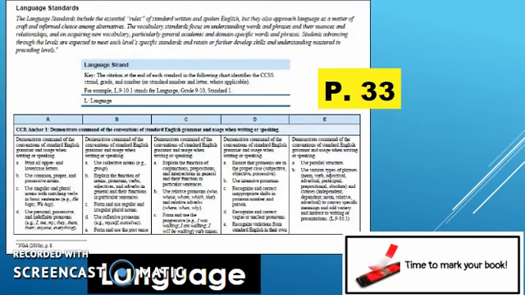On page 33, we find the beginning of the 6 language standards, and these language standards include language conventions and a focus on understanding and acquiring new vocabulary.